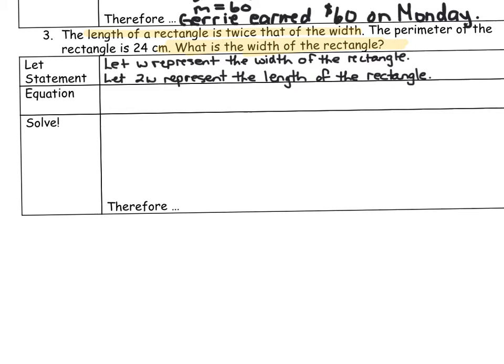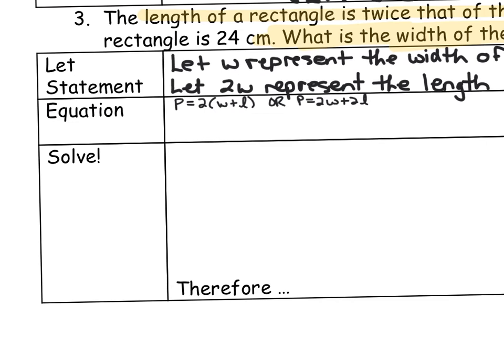So now we're going to remind you what the perimeter formula is. So remember that the perimeter is walking around the outside of a shape. So when I walk around the outside of a rectangle, I have 2 widths and 2 lengths. So perimeter is equal to 2 times the sum of width plus length, which is this formula here. Or I can distribute that 2 through the bracket and get perimeter is equal to 2 times the width plus 2 times the length. Those are identical equations.